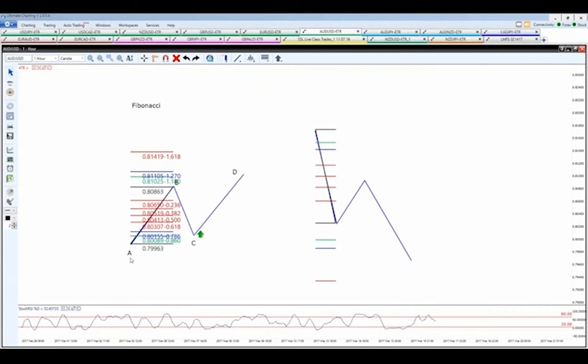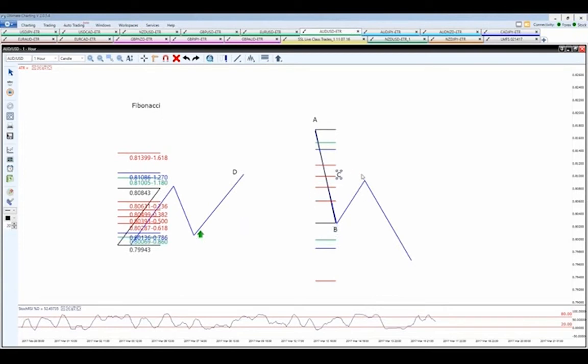In fact, I can move this over here, A, B, move that over, B, and C, and D, just like that. So A, B, C, D up, A, B, C, D down.